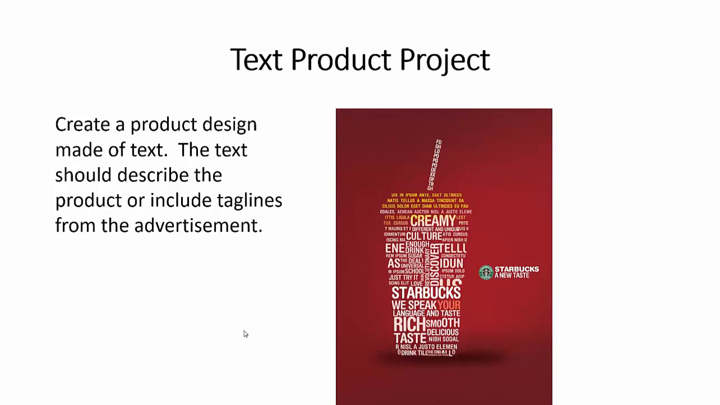And then finally we have here an actual product from Starbucks that has some text. And each of these lines of text, for the most part, have to do with something about Starbucks. So you have discover, energy, maybe a little tagline from Starbucks or some other company, whichever product you create. Essentially, in your design, you want to create a product design made of text. The text should describe the product or include taglines from the advertisement.